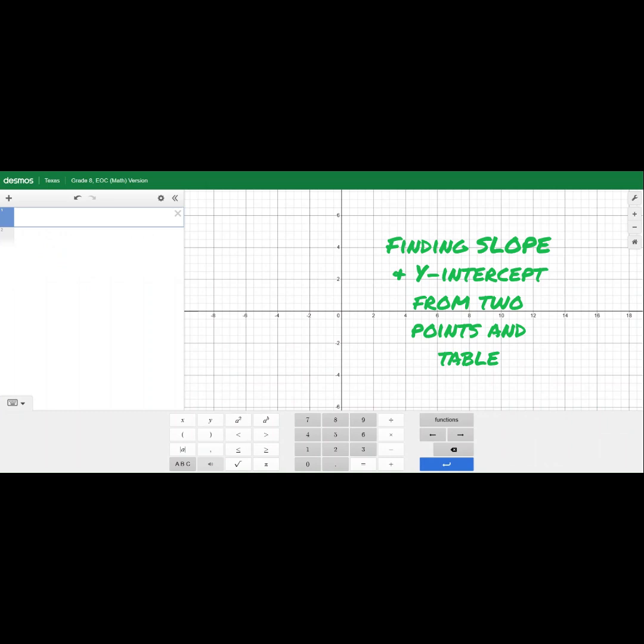This is T6. From the packet, it's a multiple representation. On this topic, you're going to find the slope and equation from different sources: from 2 points, from a graph, and another way to find it. So now let's start the problems.